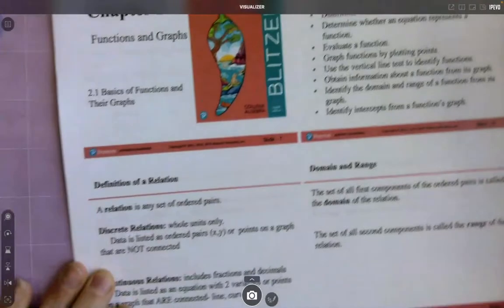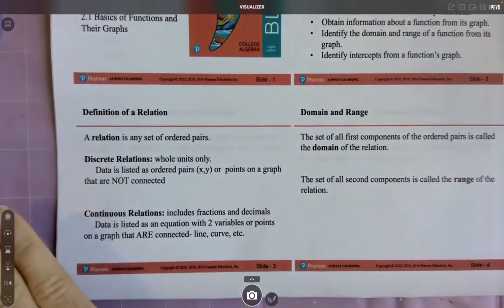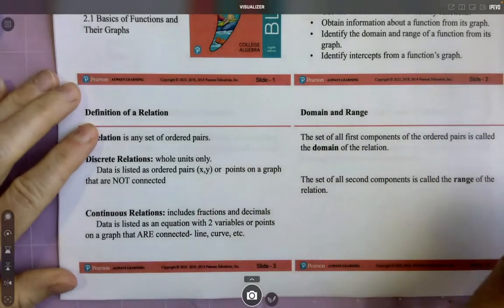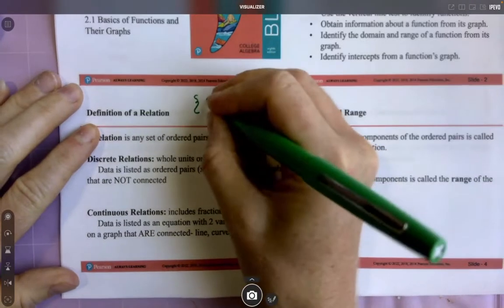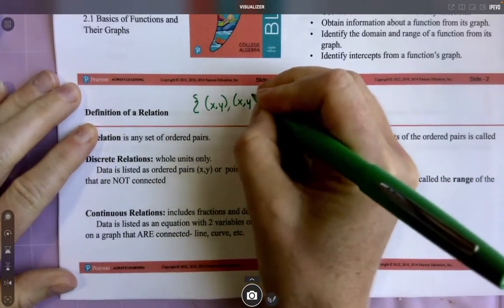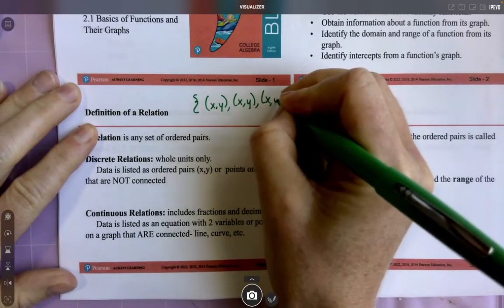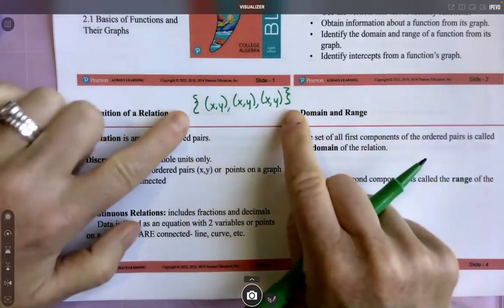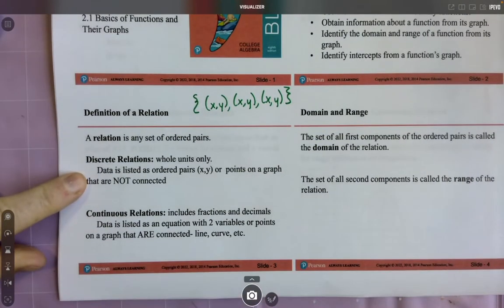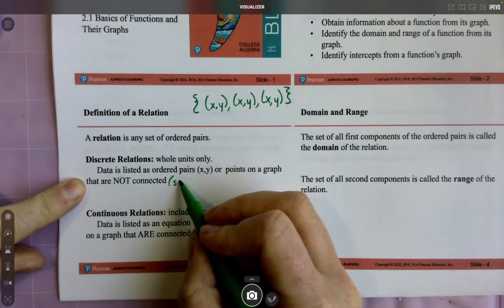So some important vocabulary is relation. A relation is a set of ordered pairs. So your ordered pairs are x and y. It can be listed as a set where you have x, y, x, y, x, y. Because they have these brackets, that's a set. Discrete data are listed as whole units only. Data is listed as ordered pairs or points on a graph that are not connected. So it would be similar to a scatter plot.